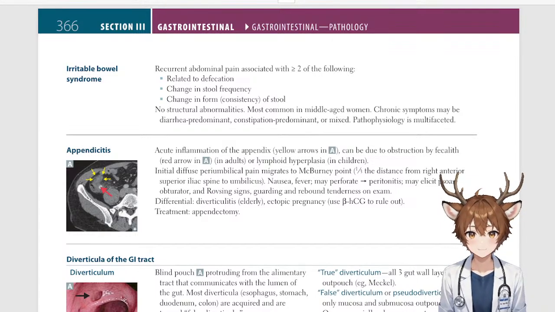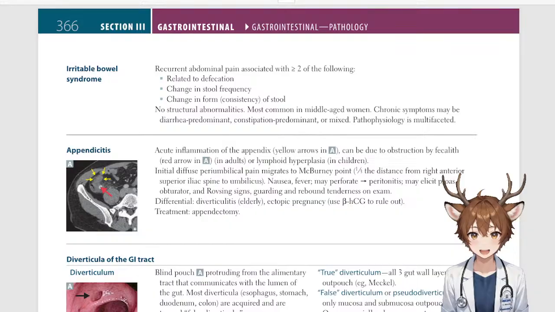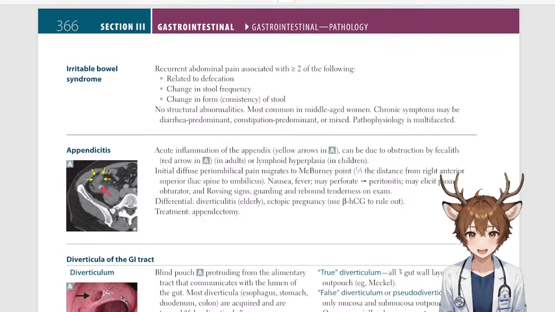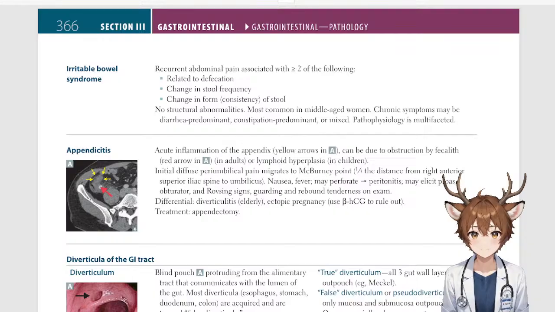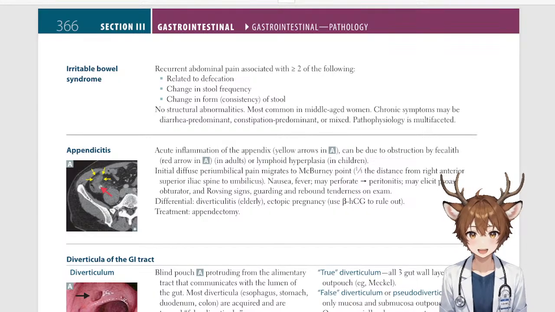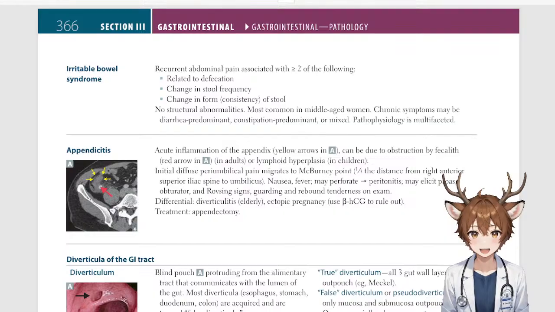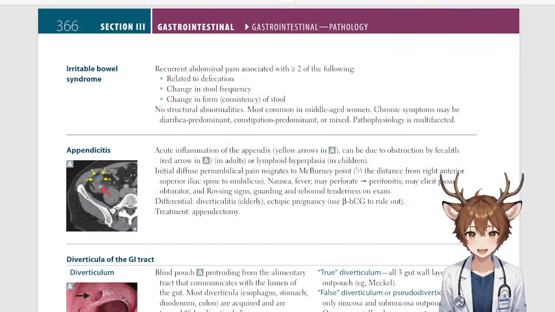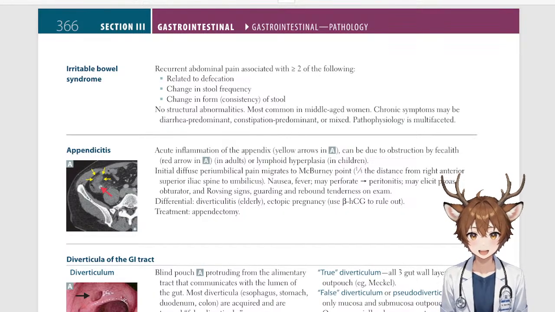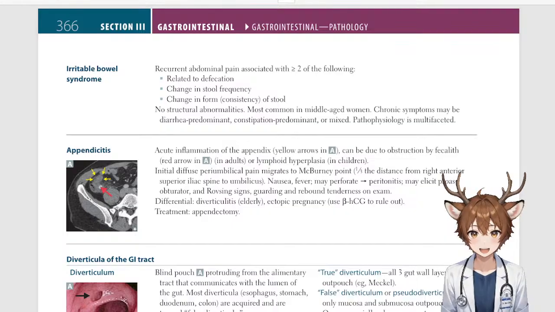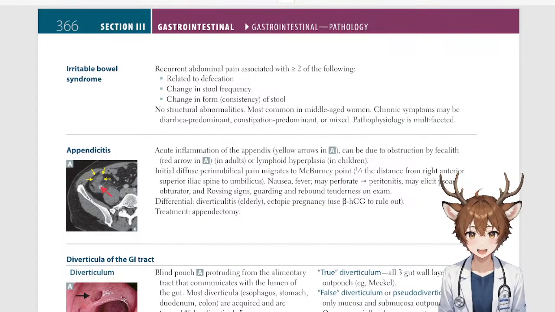intraluminal pressure, which will lead to a stimulation of visceral afferent nerve fibers at T8 to T10, leading to an initial diffuse periumbilical pain, which leads to the inflammation which extends to the serosa and irritates the parietal peritoneum, leading to pain localized to the right lower quadrant, McBurney point, which is 1/3 of the distance from the right anterior superior iliac spine, the right ASIS, to the umbilicus.